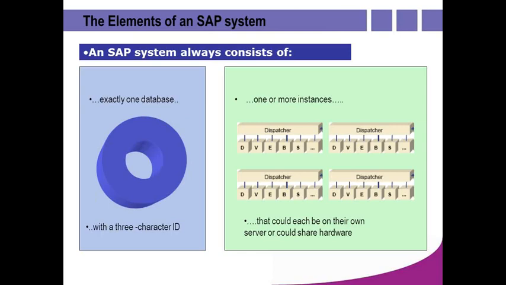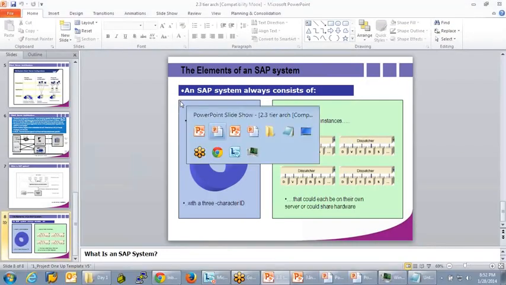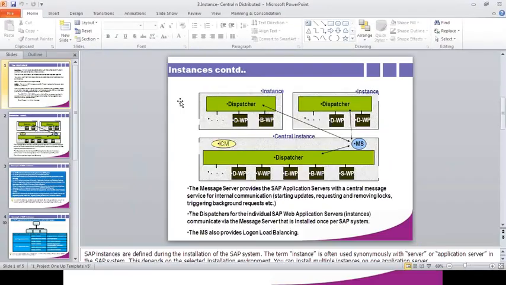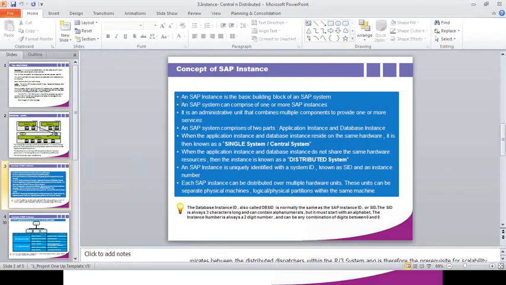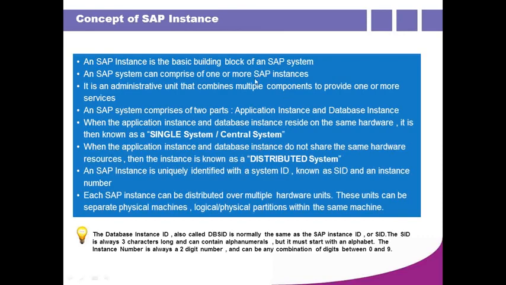Any questions here? Did you understand central or distributed system? Central means nothing but one-tier configuration. Distributed is 3-tier configuration. To understand simply, it means separated, distributed.